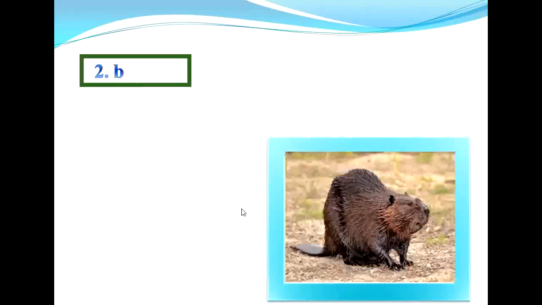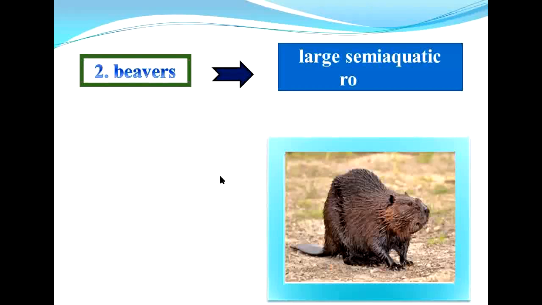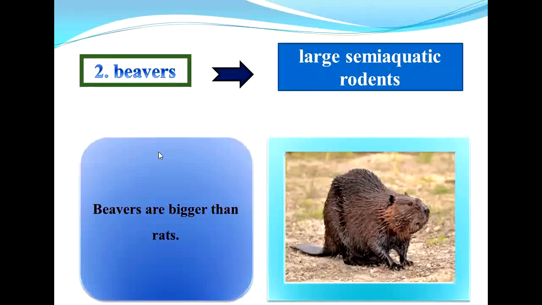The second new word included here is beavers. Beavers are large semi-aquatic rodents. Here, the word semi-aquatic means living partly in water or partly on land. And the word rodent refers to small animals which have small feet and a tail. Rodents also have incisors, which are sharp front teeth in order to dig onto seeds. Mouse, rats, squirrels are all examples of rodents. Now here is the sentence using beavers, children. Beavers are bigger than rats.